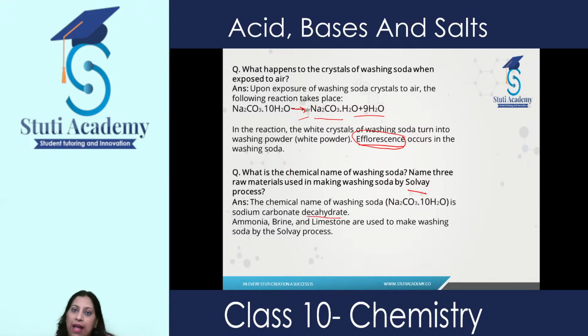Why do we call it decahydrate? Due to the presence of 10 molecules of water, we call it decahydrate. And the raw materials which are involved in its preparation are ammonia, brine, and limestone. These are the raw materials which are used in making of washing soda by Solvay process. So this is an extremely important question. Both questions are extremely important.